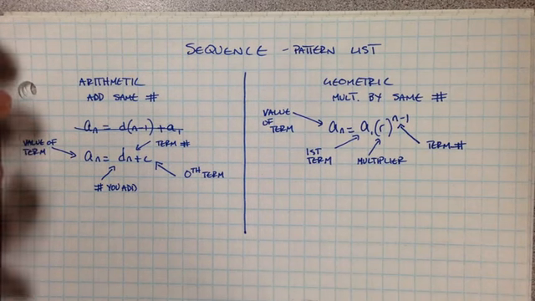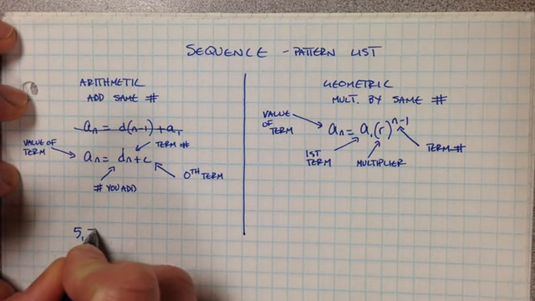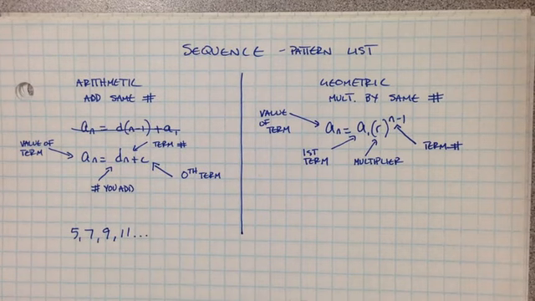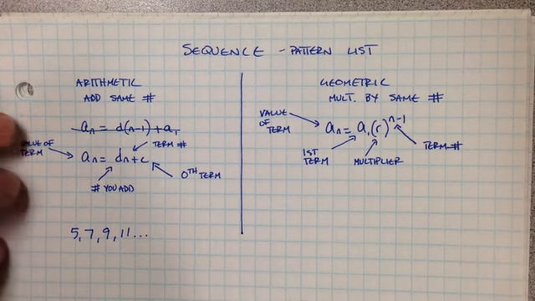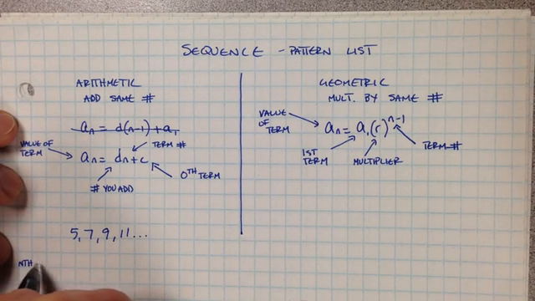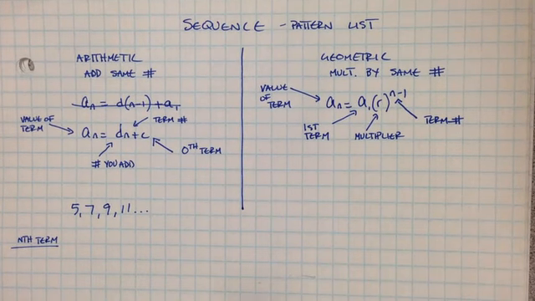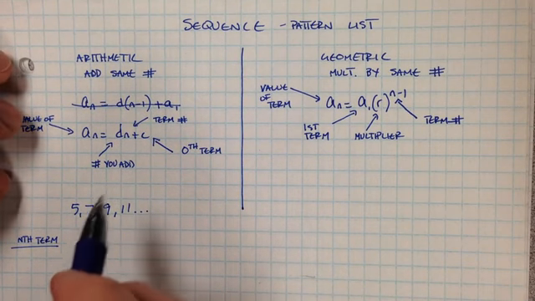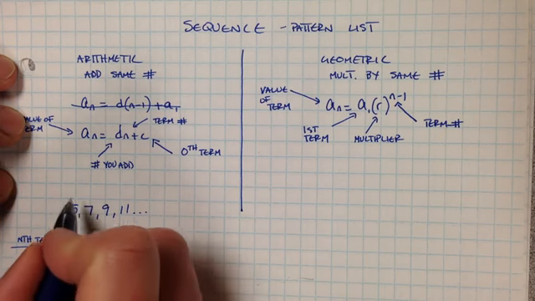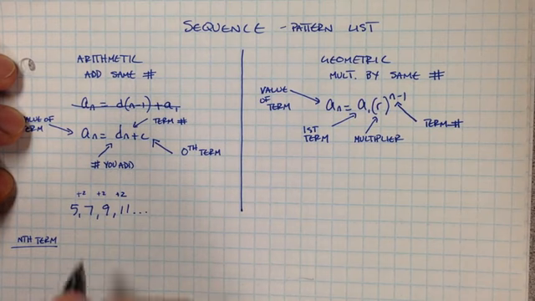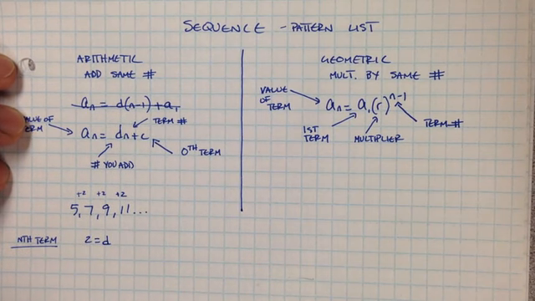First, let's deal with some arithmetic. So imagine that was my list right there. I could be asked for the nth term. That is synonymous with writing the rule. Hey, can we express this list as a rule so we could find any number in that list? Well, what are we adding? So 5 to 7 is a plus 2, 7 to 9 is plus 2, 9 to 11 is a plus 2. 2 is your d value.